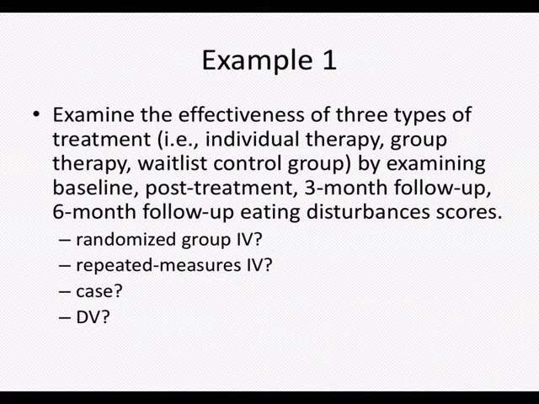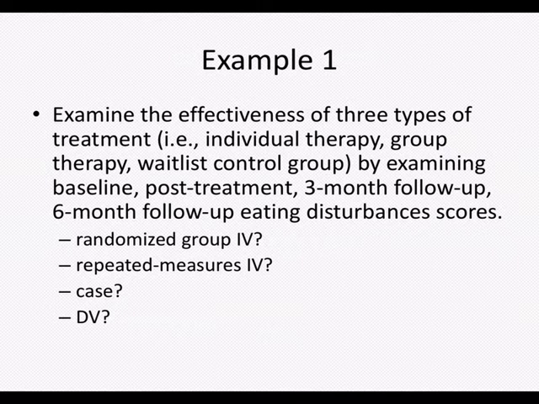So I'll just give you some examples to better illustrate what they're like. One example is to examine the effectiveness of three types of treatment: individual therapy, group therapy, and waitlist control group. And we examine by looking at baseline, post-treatment, 3-month follow-up, 6-month follow-up on their eating disturbance scores. So this is the study. And in the next exam or the next two exams, I'll be asking you some of these similar types of questions. So we'll use this as a practice.